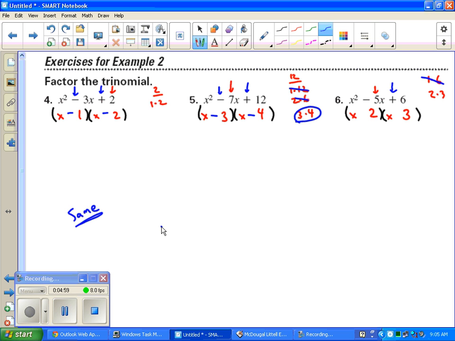Again, this plus tells us that they're going to be the same sign. This sign tells us since they're the same, they're both negative. X minus 2 times x minus 3. If you write this the other way, notice the only thing that changed was the 2 and the 3. The minuses are still the same and the x's are still the same. It's still correct. There's nothing wrong with writing in the opposite order if you just put 3 before 2.